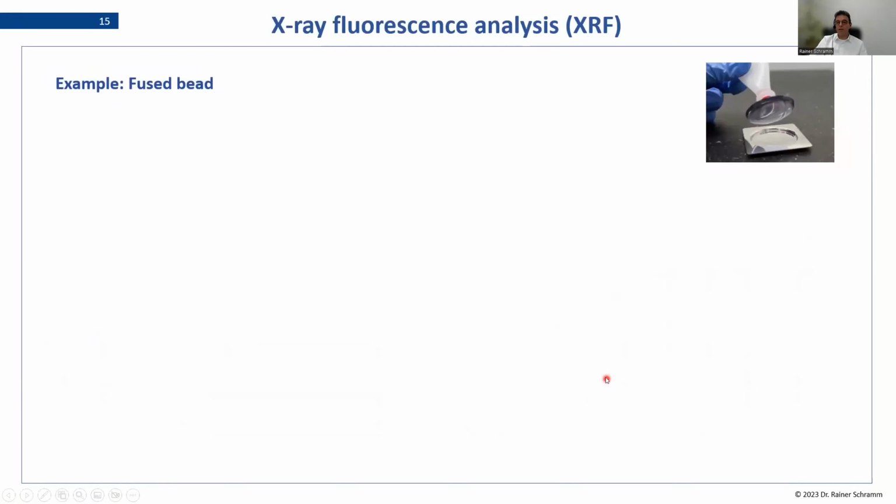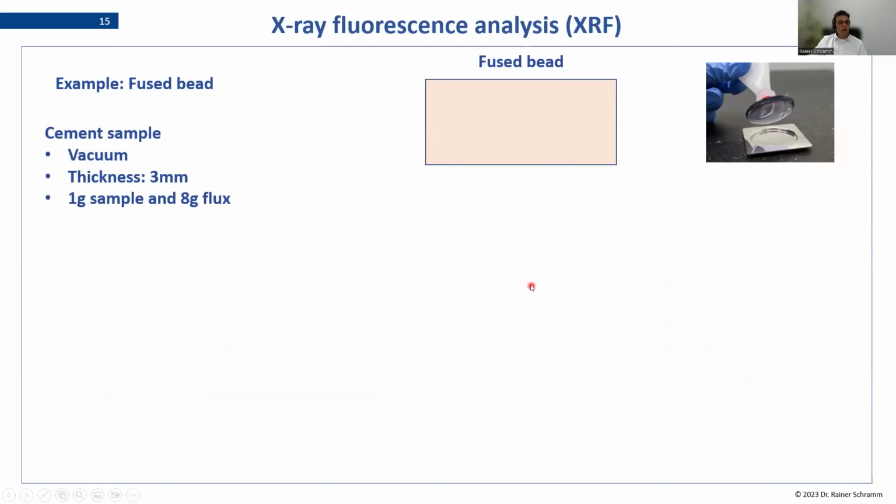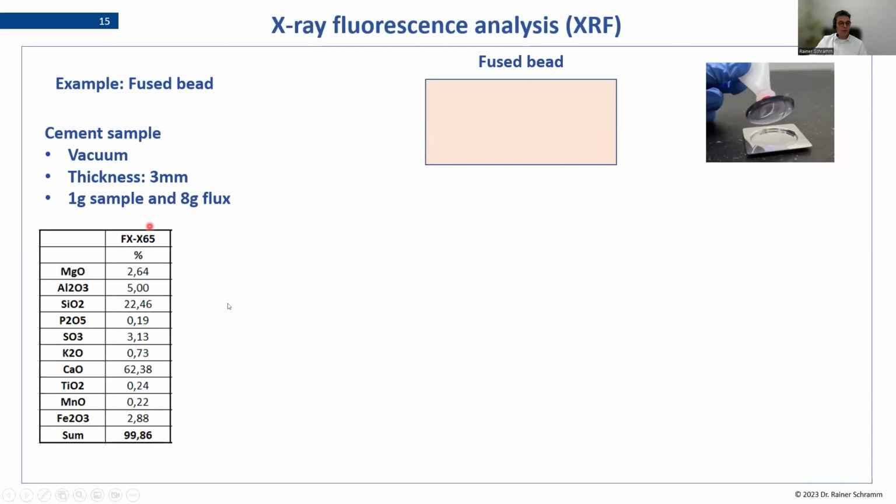Okay, last but not least, I would give you some other parameters which are important, on the example of a fuse bead. So it's a cement sample. We fused 1 gram cement and 8 gram flux, so lithium tetraborate and mixtures of metaborate. This here was a mixture of 66 lithium tetraborate and 34 metaborate. And I just analyzed it by my standardless software, and I get a fantastically good result.